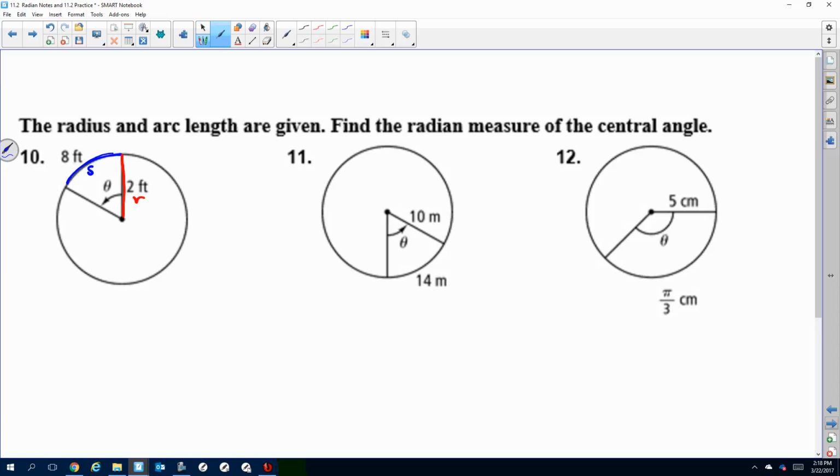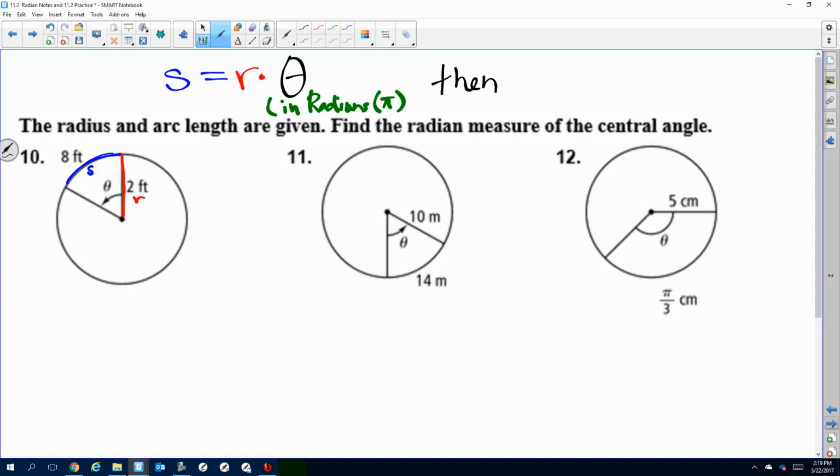So the formula states that S, the arc length, is always equal to the radius times the theta. And the theta, this angle here, is always in radians. What does that mean I should see if I'm to know it's in radians? You should see a pi.